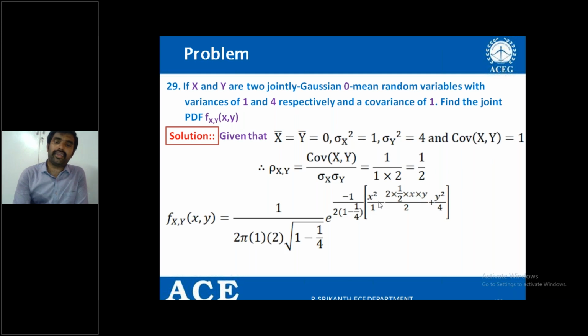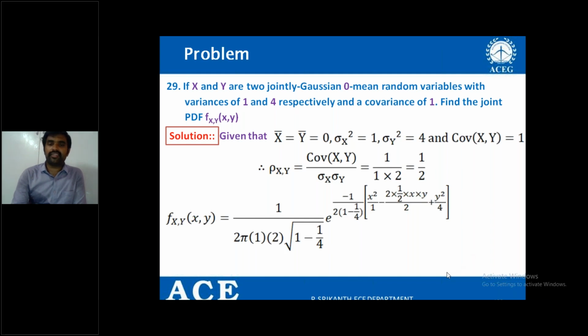X minus x bar here, x bar is 0. Y minus y bar here, y bar is 0. Right? Here also x minus x bar, y minus y bar. Right? Here I have rho here. So here also rho is 1 by 2. Right? By substituting all the values, I'm able to write this equation.